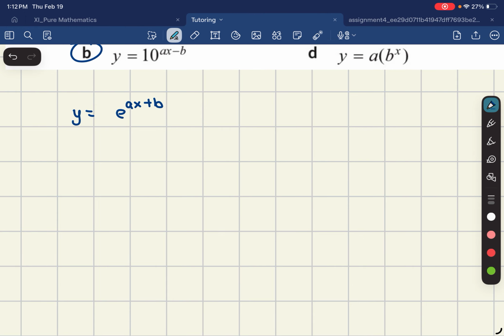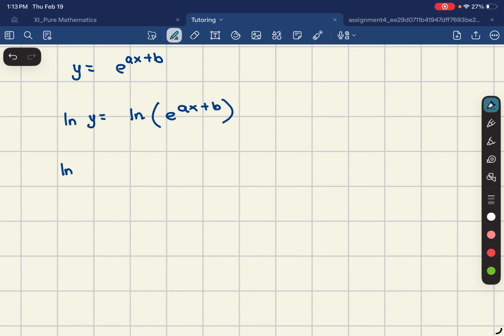Now, I can take the natural log. I can say ln y is equal to ln e to the power ax plus b. And ln y is equal to, using the power rule, ax plus b times ln e, right? And ln e is just 1. So ln y is ax plus b.